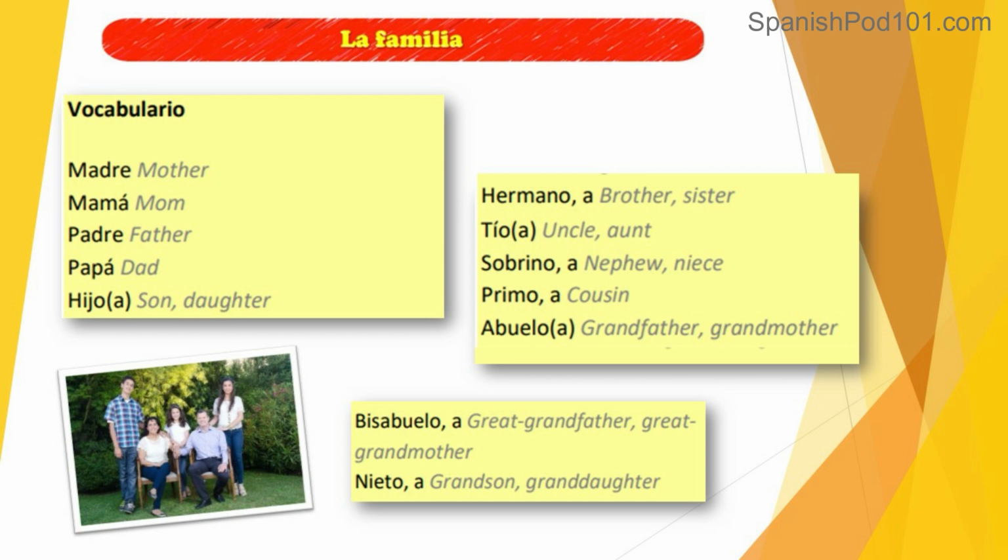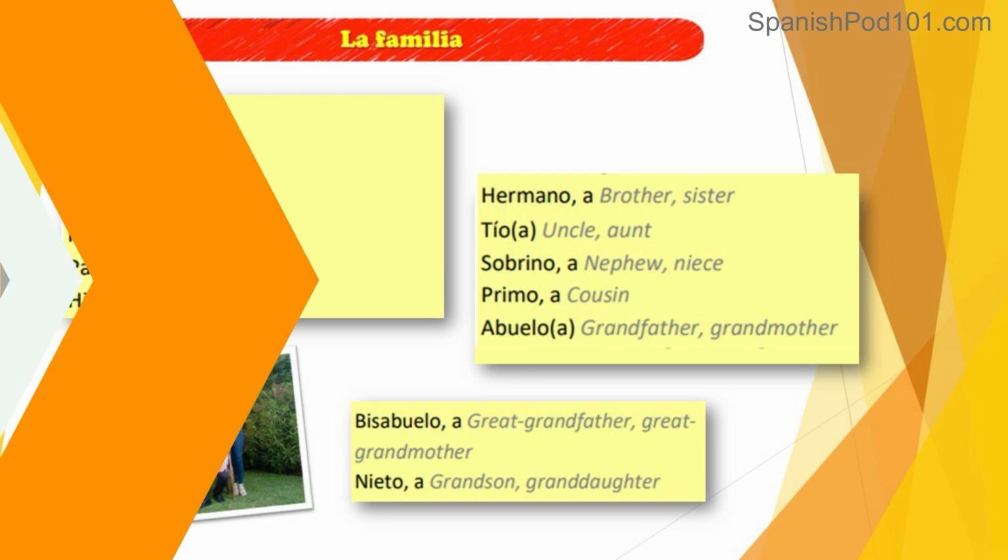Abuelo, abuela. Bisabuelo, bisabuela. Nieto, nieta. Now we're going to learn some adjectives that we can use to describe, for example, brothers and sisters and also children. Yes, your children, whether they are an only child, or for example to say that they're the oldest, the eldest, the youngest, the one in the middle, etc.